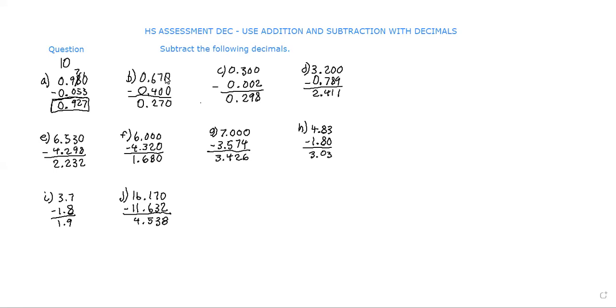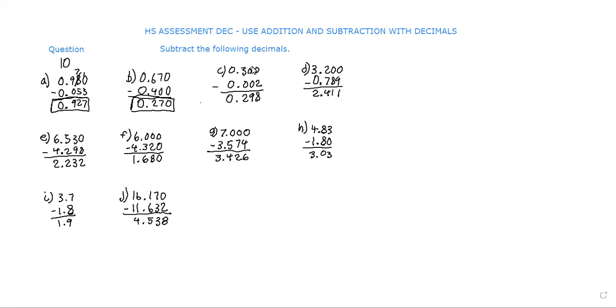Okay, so let's do that again. Remember, if we have a 0, if we need a bigger number, we can always borrow a 1 from the next place value to the left. Right here, we have 0 minus 0 is 0. 7 minus 0 is 7. 6 minus 4 is 2. So our answer is 0.270.